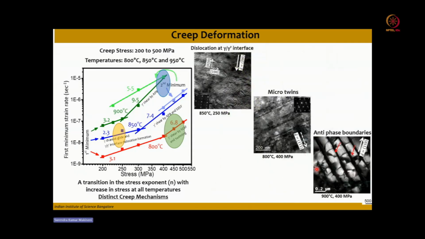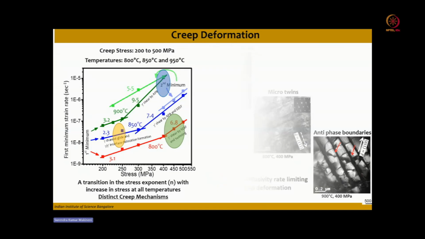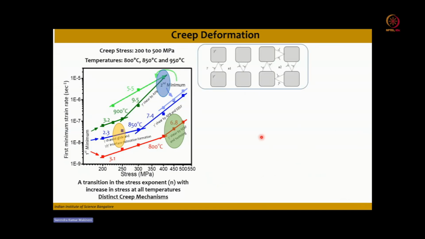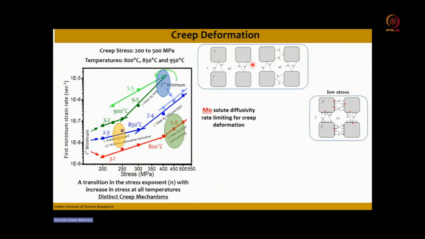Correct. So with these three conditions, we see that there are three different types of defect structures, with three different types of atomic structure and also chemistry. And we can conclude that the moly solute diffusivity plays a very important role in the rate-limiting creep deformation. Based on that, schematically, we have shown that at low stress conditions, these dislocations are pinned at the gamma gamma prime interfaces, and the moly is enriched along those particular dislocations.